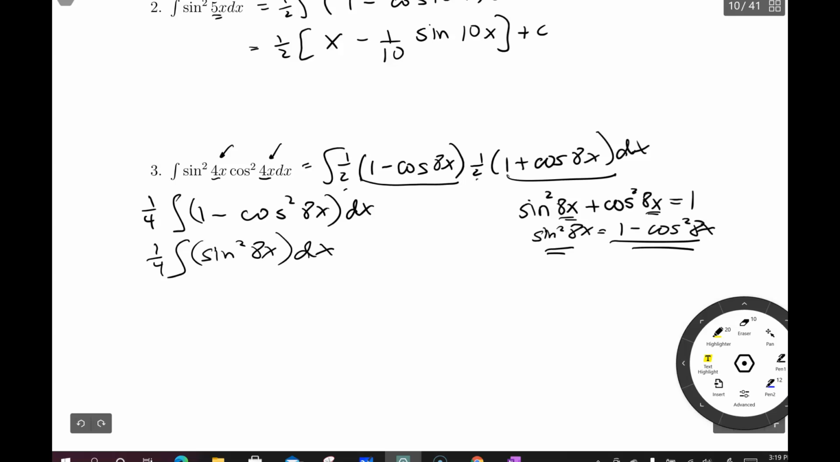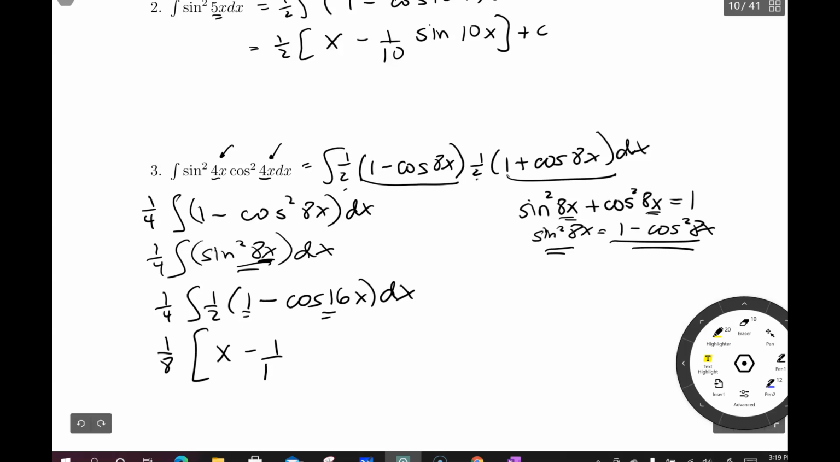So I don't need parentheses anymore, but okay, so now what do I do with this? Half angle formula comes to the rescue. So I have a 1/2, 1 minus, doubling the angle again. So I get 16x. So I get a 1/8 out in the front, take the antiderivative of 1, get x, antiderivative here, a 16th, plus a c.